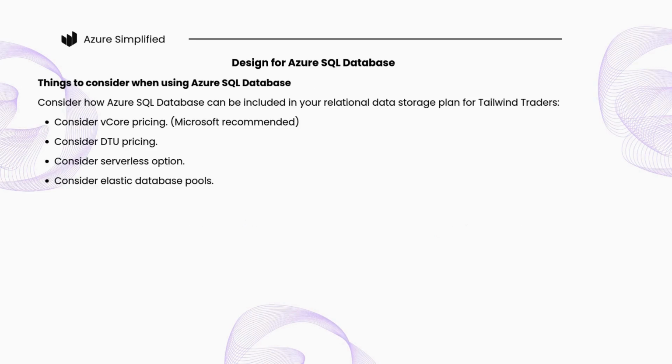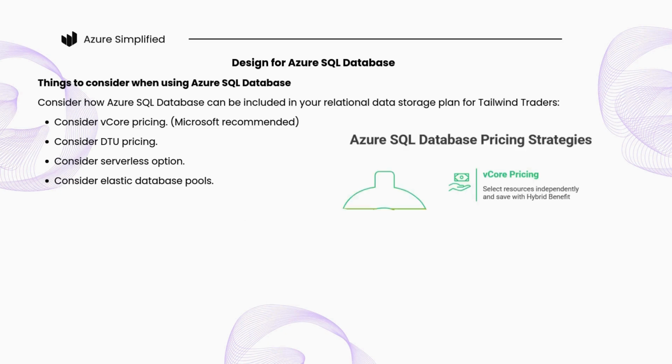Things to consider when using Azure SQL Database. When planning a relational data storage strategy for organizations, consider the following Azure SQL Database options. vCore pricing, recommended by Microsoft. Select compute and storage independently. Ideal for multiple SQL databases or elastic database pools. Save costs with Azure Hybrid Benefit, for SQL Server, or reserved capacity, pay in advance. Provides more control over resources and costs.